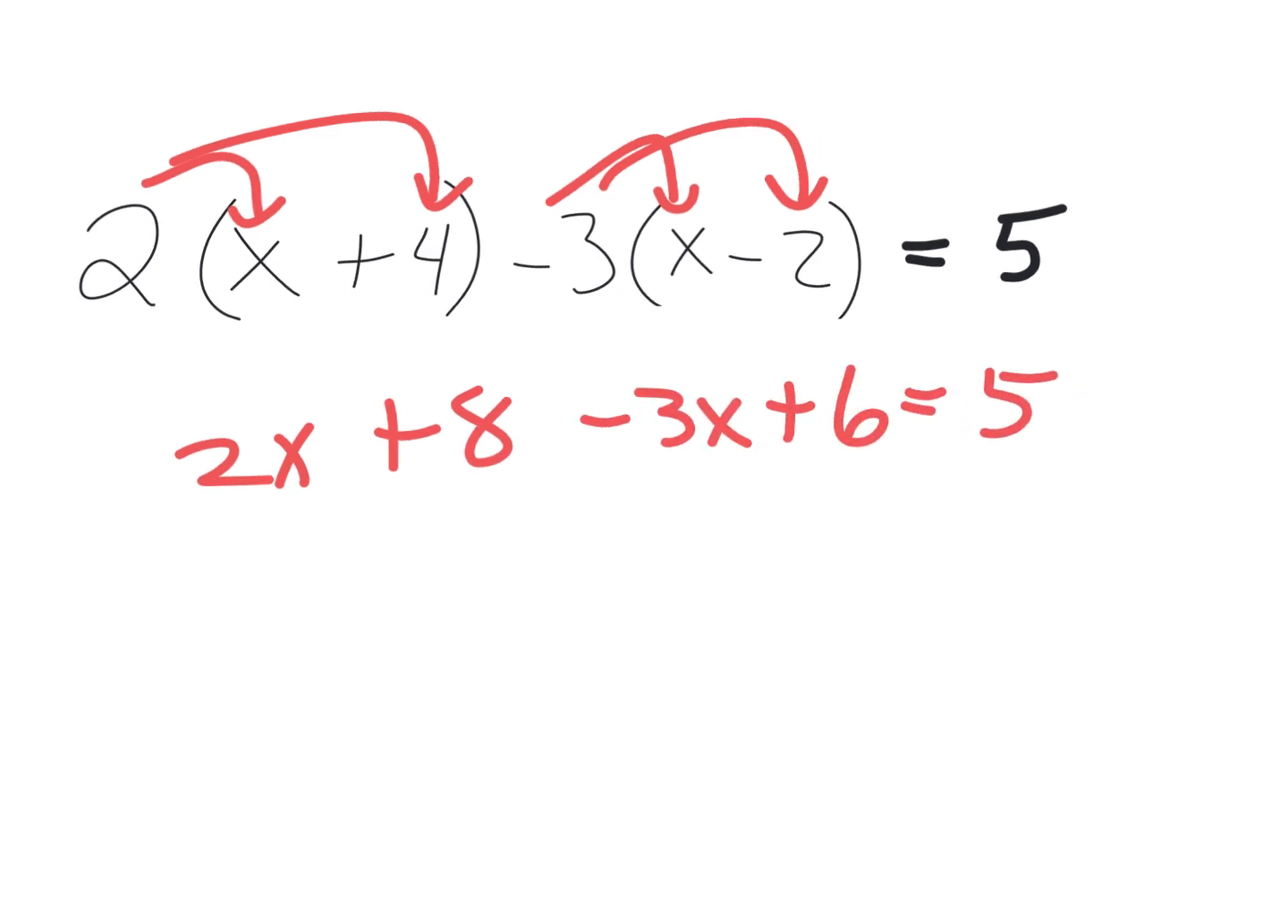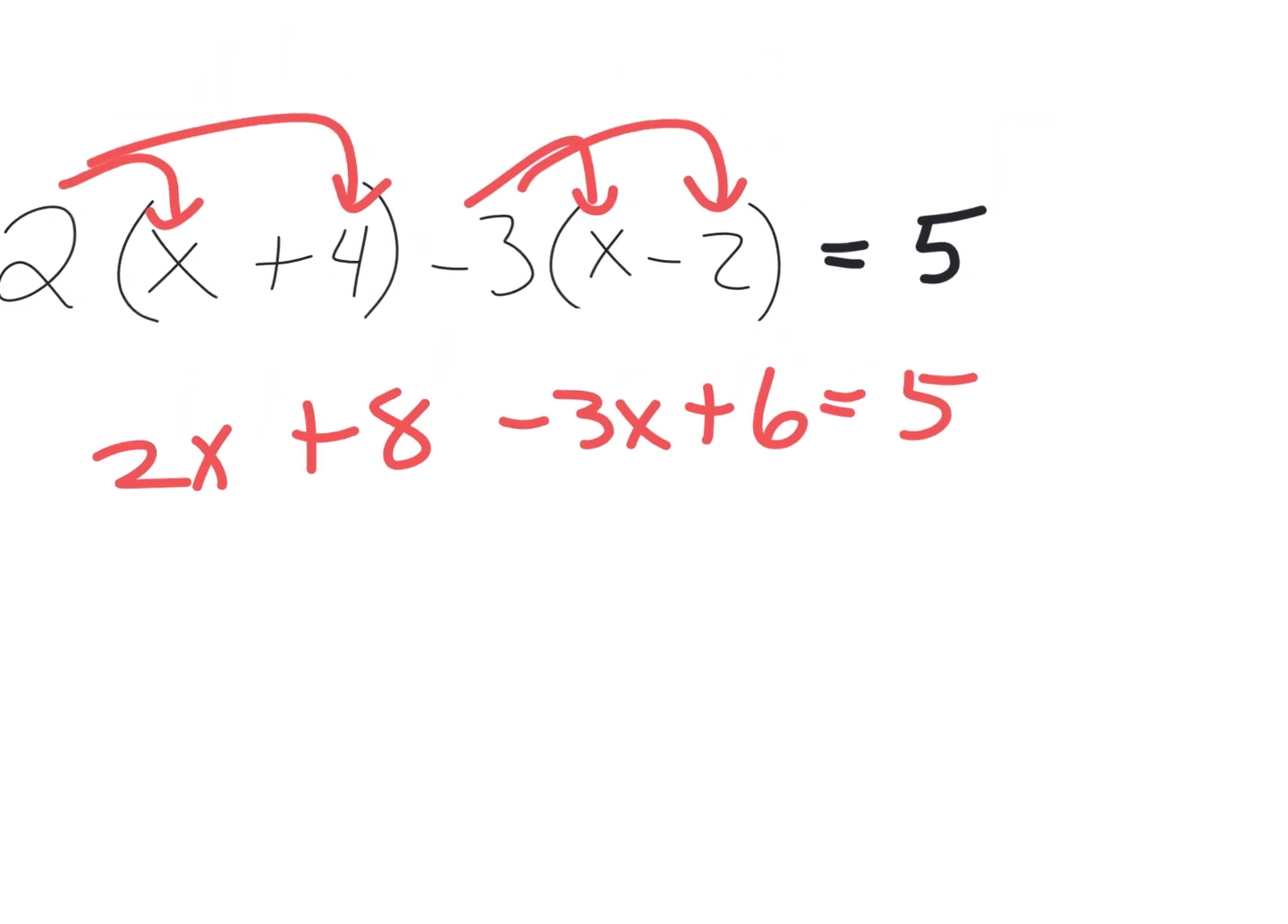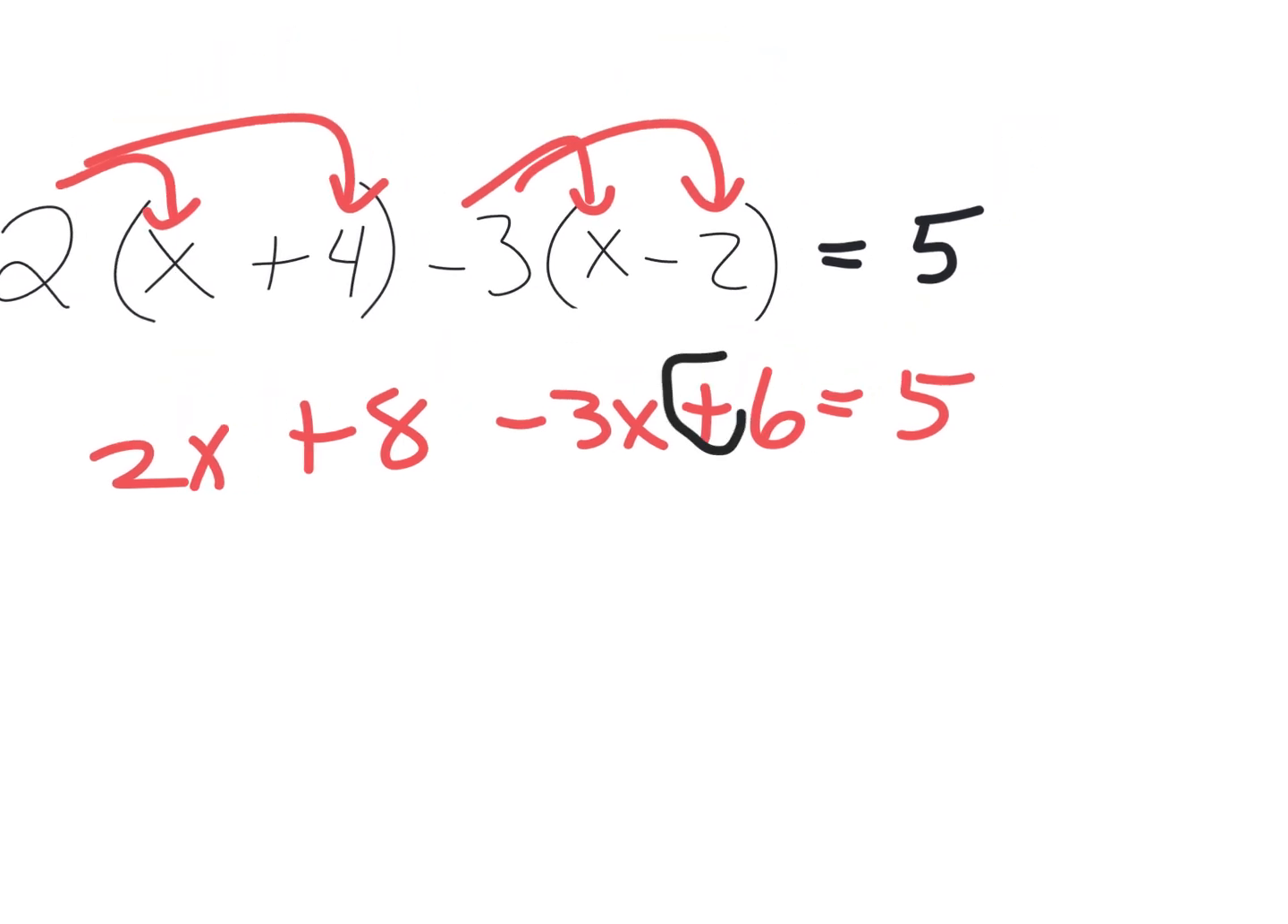All right, there's the first step. And the most common mistake is right there. People will go 3 times 2 is 6, and they'll forget to make it positive 6 because there was a negative here and there's a negative here. All right, so that positive 6, if that's missing, you're toast.